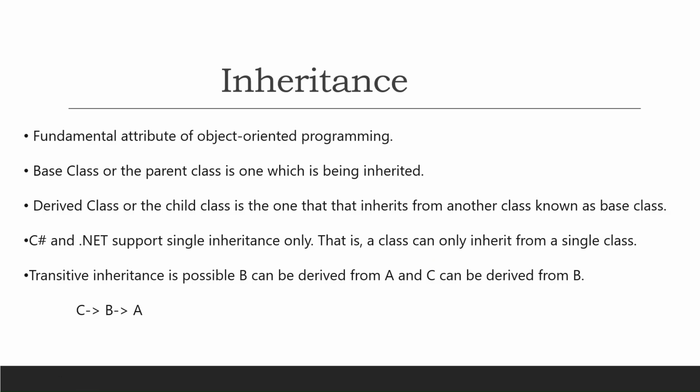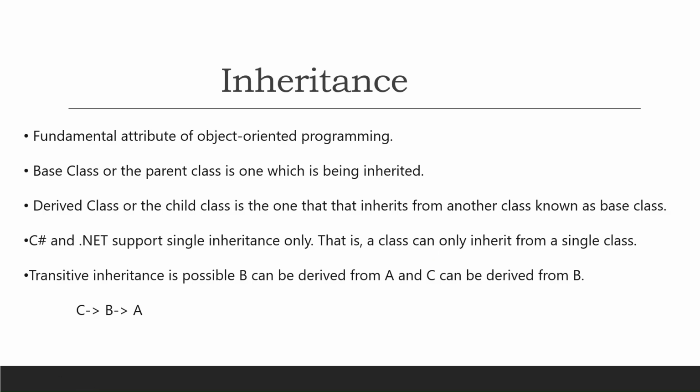Inheritance is a fundamental attribute of object-oriented programming. Inheritance has two main things. One is the base class and the second is the derived class. Base class, or the parent class, is the one which is being inherited, whereas the derived class is the child class which inherits from another class, which we know as the base class. So these are the two important terms we should remember while we talk about inheritance, the base class and the derived class. And the derived class automatically gets all the features of the base class. So that is the core concept of inheritance.